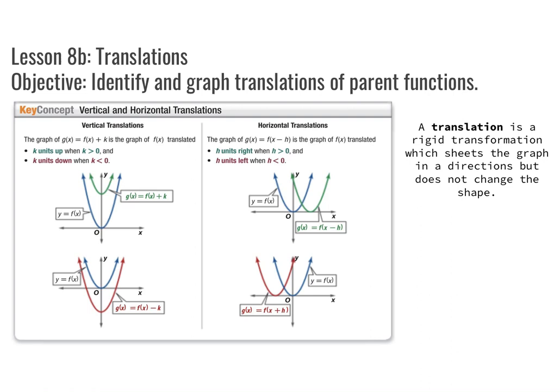Translations. The objective of this video is to identify and graph translations of parent functions. Now that we know what parent functions are, we can perform translations. We have two types, a vertical and a horizontal translation. This basically means either we're shifting our graph left or right, or we're moving it up and down. The shape of the graph does not change. It stays exactly the same. We're just literally moving it.